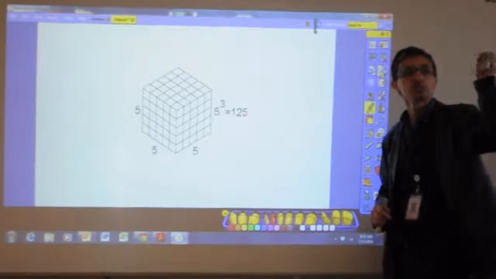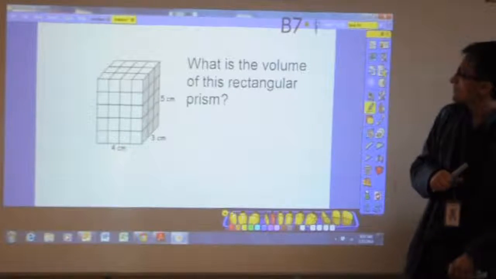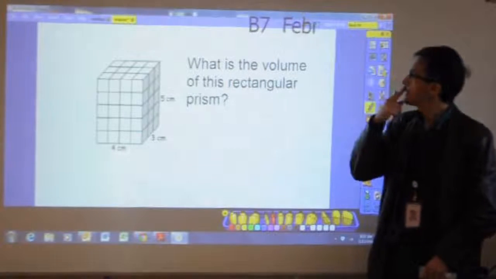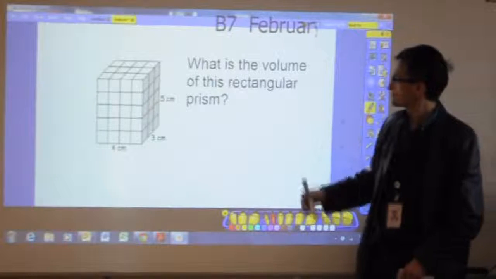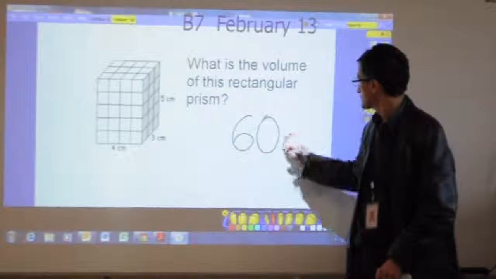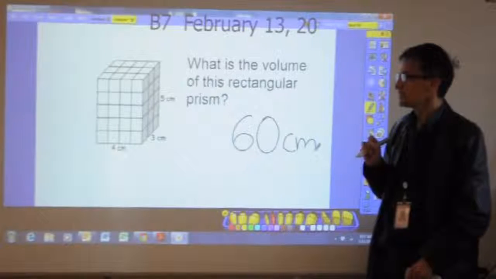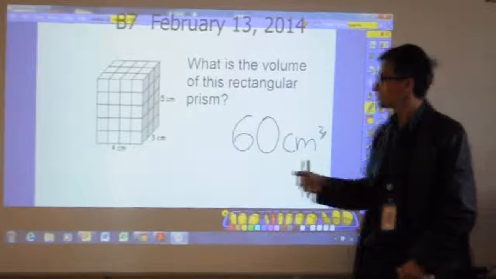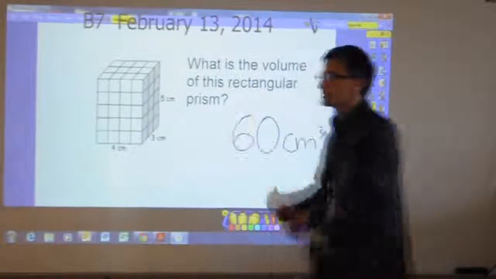Let us go back here. What is the volume of this rectangular prism? Prism is the name for this figure. What would be the volume of this one? 60 centimeters. 60 centimeters, and you're missing something. 5 times 3, but just a little. The third power. Don't forget that, because it's not the same talking about only centimeters or talking about cubic centimeters.